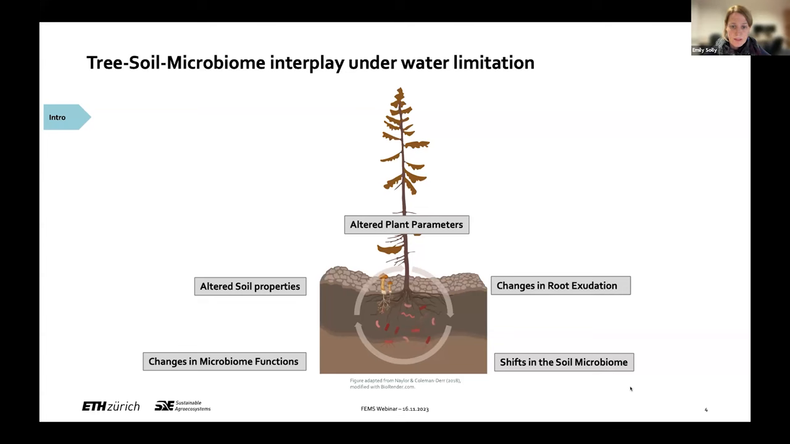For instance, an alteration in the root growth, usually the growth of trees is reduced due to water limitation, can also affect the amount of exudates released to the soil, which can in turn induce shifts in the functioning of the microbiome, but also in the community composition.